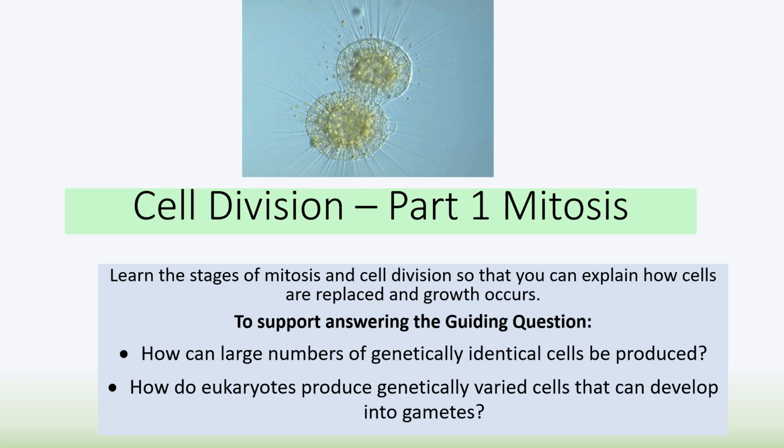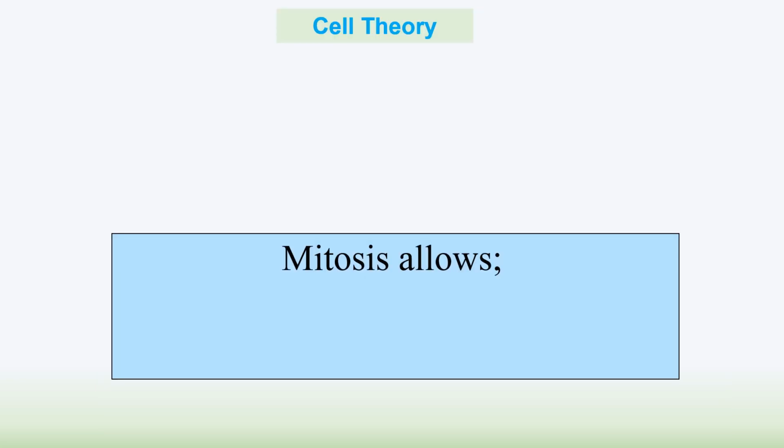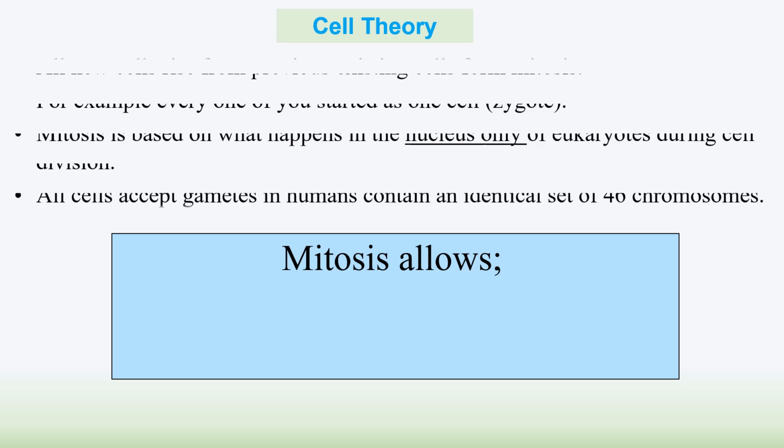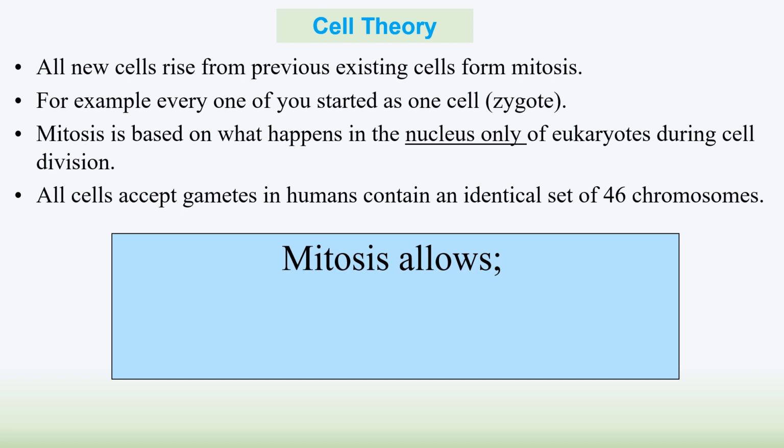Today we are going to be looking at cell division, and part one of this video is on mitosis. So first thing we're going to look at is something called cell theory. Cell theory is the idea that all new cells arise from pre-existing cells, formed by mitosis. For example, you started off as a single cell, the zygote, when the egg was fertilized, and then mitosis has happened over and over again in order to produce you now being a multicellular organism.